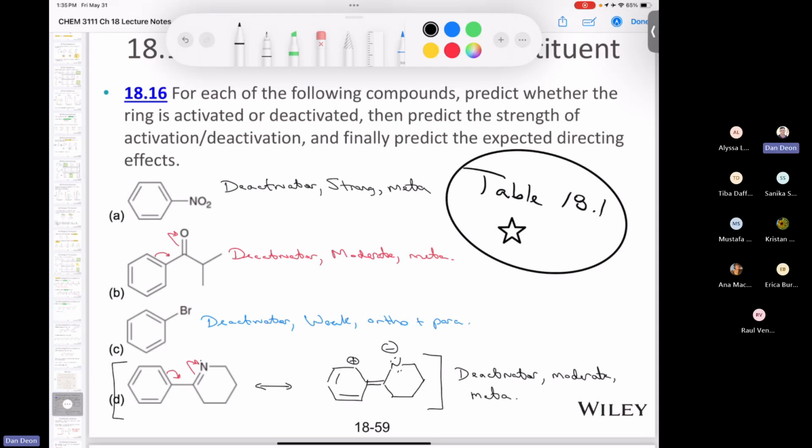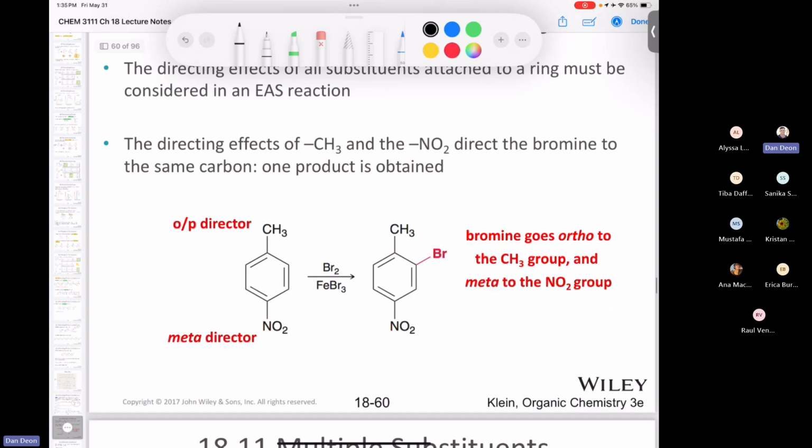Okay. So now we're going to switch gears a little bit, and talk about not just having one substituent on your aromatic ring, but what happens if you have two? Like, how is the ring going to be activated if you have, let's say, two alkyl groups, a big one and a small one? Or how is the ring going to be activated if you have an activator and a deactivator both attached to the ring? And those are great questions. And that's what we're going to try to uncover right now, okay?